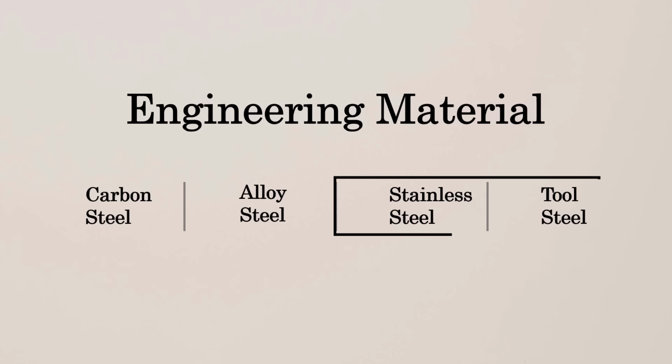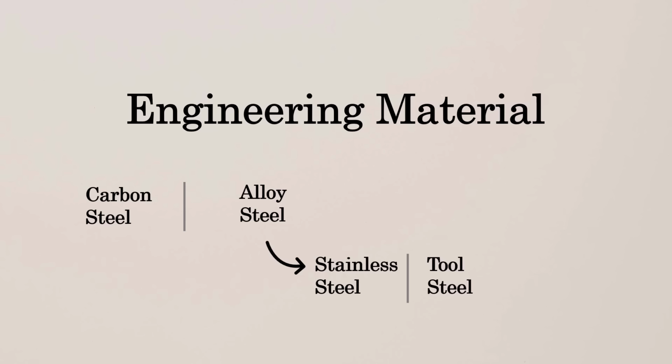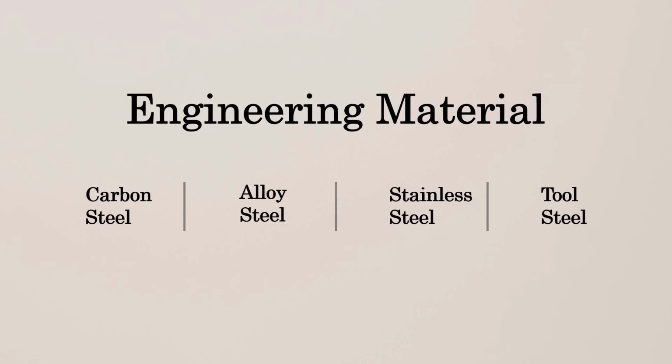Now, technically, stainless steel and tool steels fall under the broader category of alloy steel. But in practical application and industrial catalogs, they are kept separate. So we will cover stainless steel and tool steel in a separate video. So what is a steel?